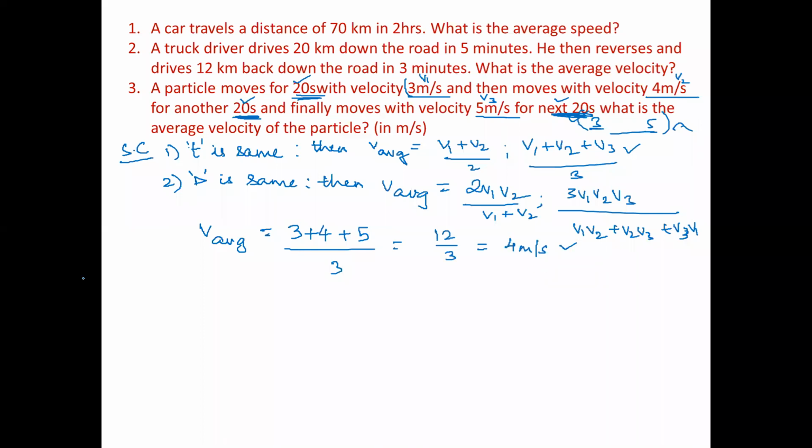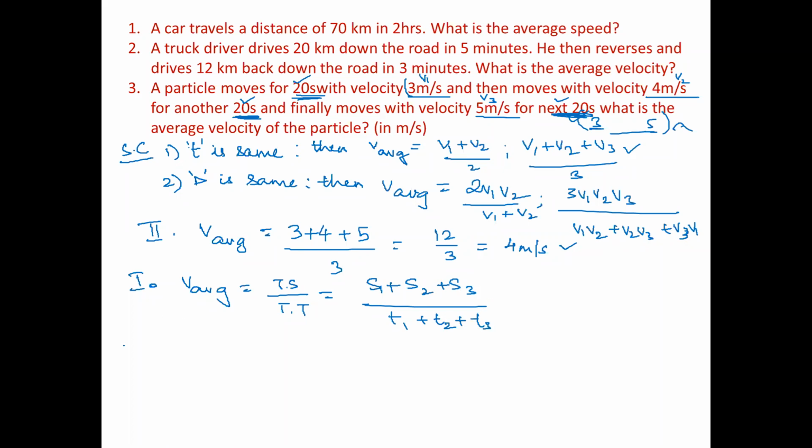Now I'll show you the actual method, the regular method. This is the second method, this is the first method. Means in CBSE, if you do this, 0 marks. Okay, and I'm telling you before only. Now, what is the regular method? Average velocity equals total displacement by total time. Total displacement means displacement 1 plus displacement 2 plus displacement 3 by time 1 plus time 2 plus time 3.